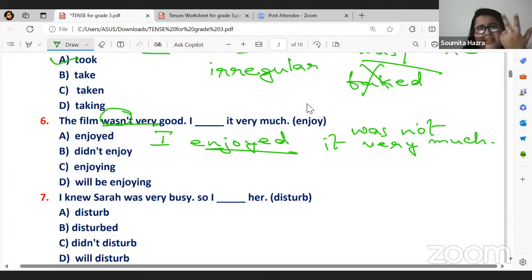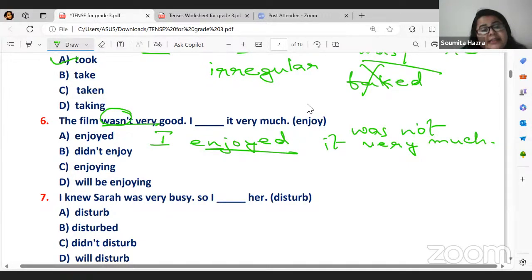I think we have discussed this some other day also. Positive means something that is happening. Negative means something that is not happening. And interrogative means asking questions. Asking questions, right? Now this very sentence, I enjoyed it very much. How do I change it into negative?